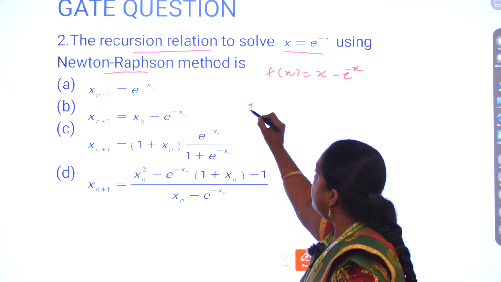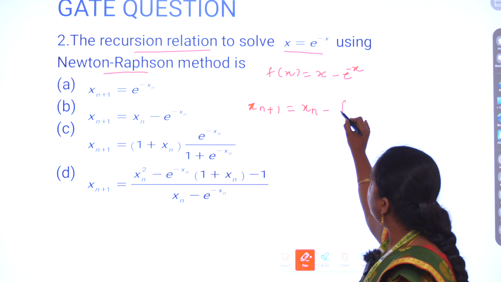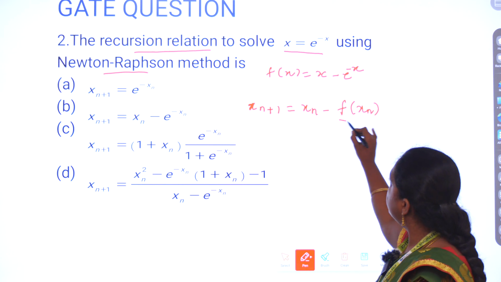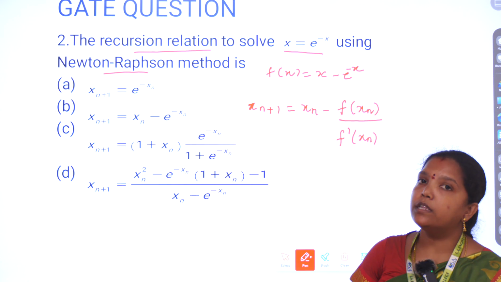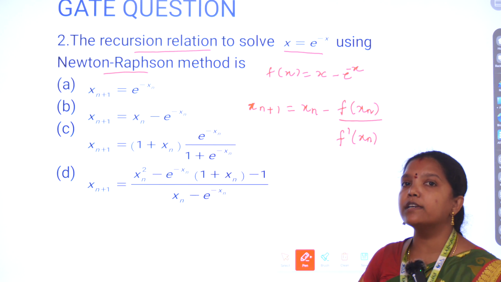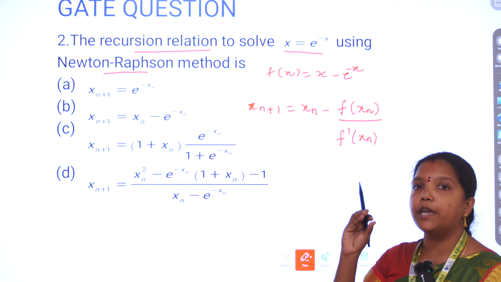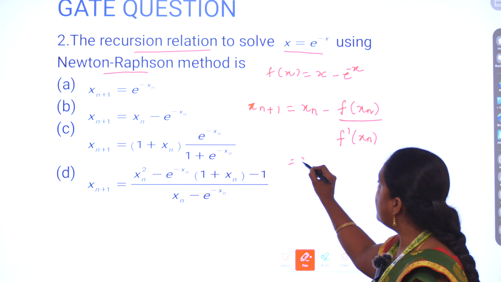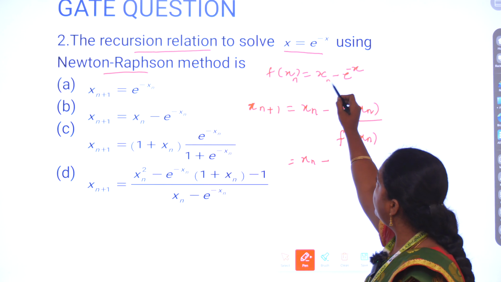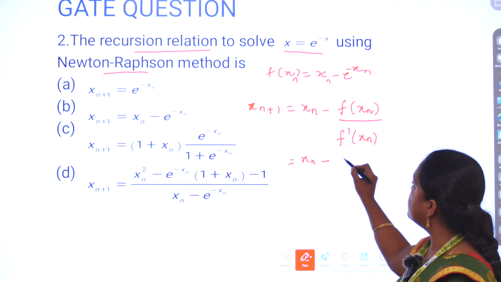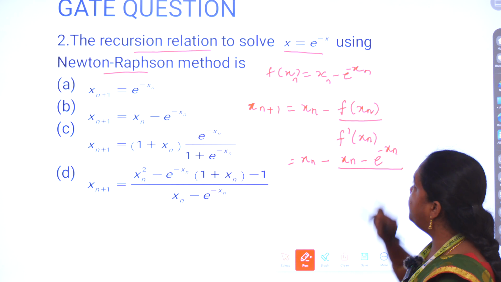We know Newton's formula: xn plus 1 equal to xn minus f of xn divided by f dash of xn. So here there is no initial root. They ask us to find the recurrence relation. So in the given function f of x, in place of x we write xn. So f of xn is xn minus e power minus xn, divided by, next we need to find the derivative of f of x.